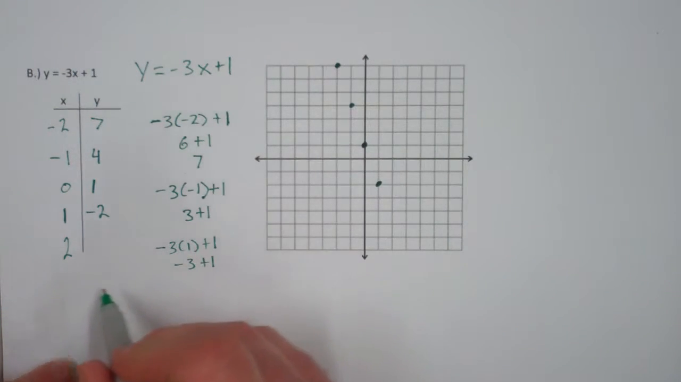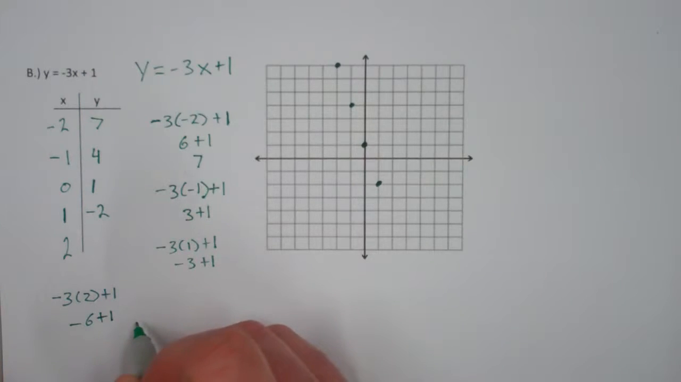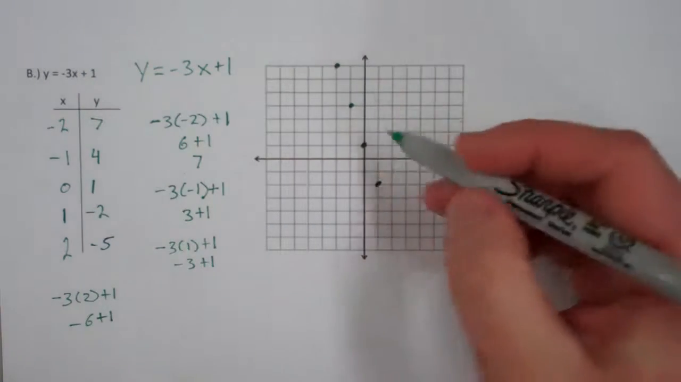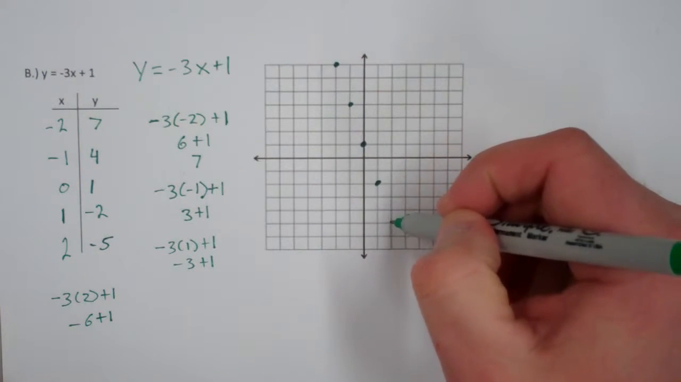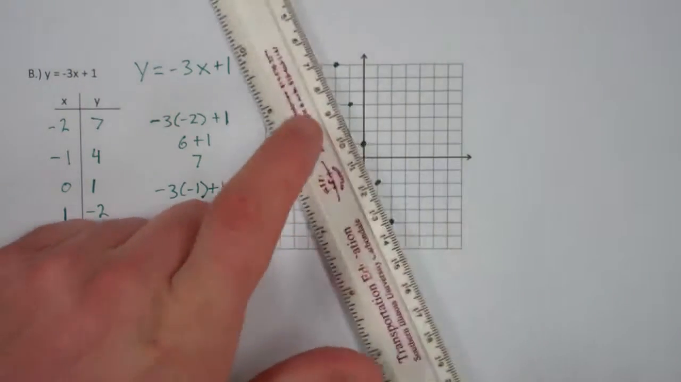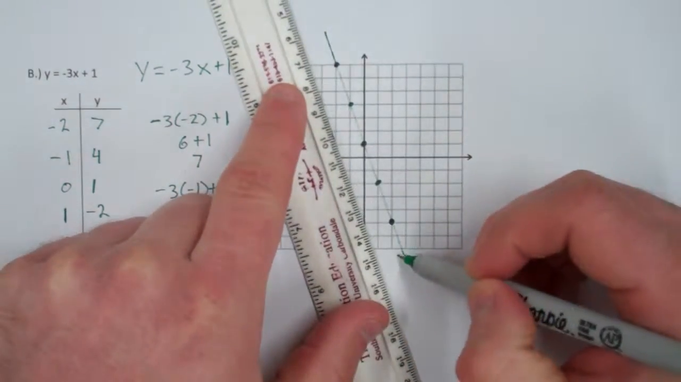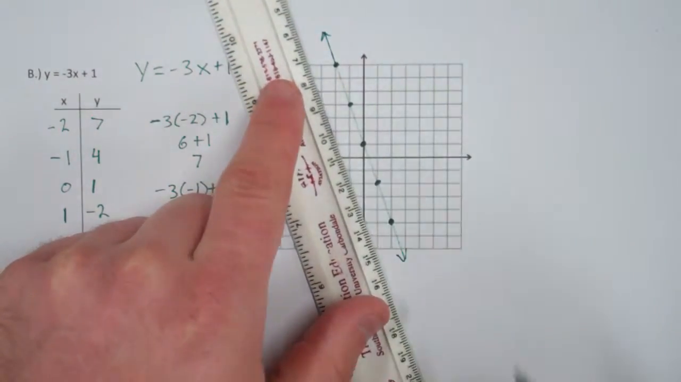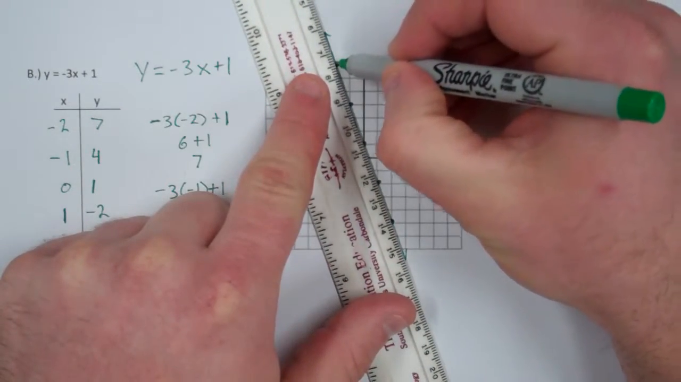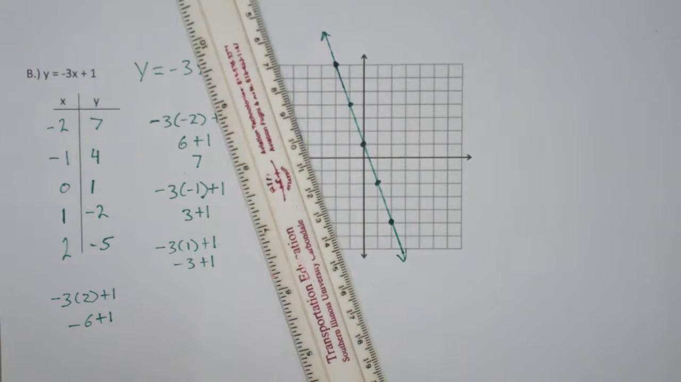Let's figure out if that's actually the case. So we'll do negative 3 times 2 plus 1, which is negative 6 plus 1, and that's negative 5. So 2, negative 5 is in that right location. I don't think we're going to be able to fit any more on this one, so we'll just go ahead and draw ourselves a straight line here. Maybe the marker isn't showing up real well. Might have to get some new markers here.